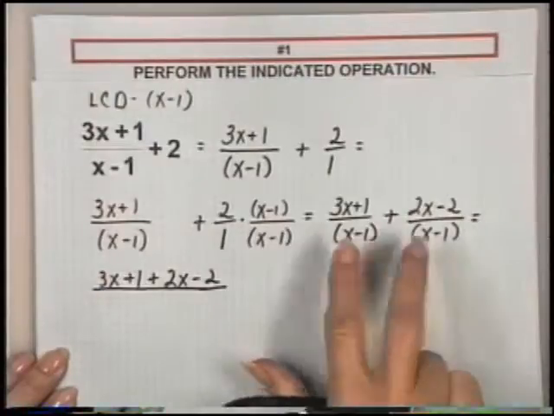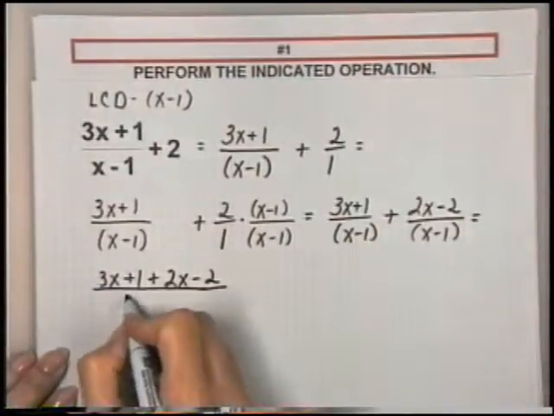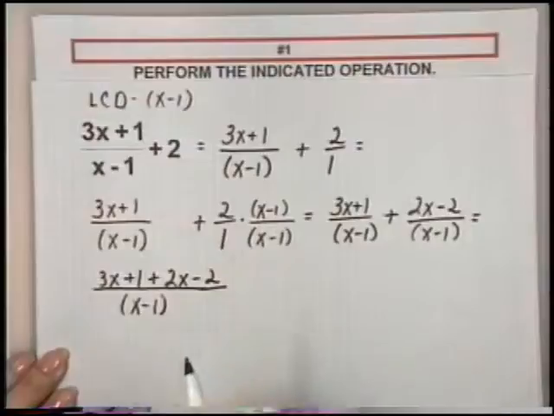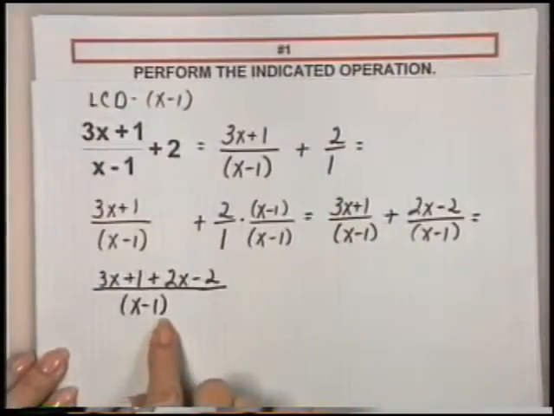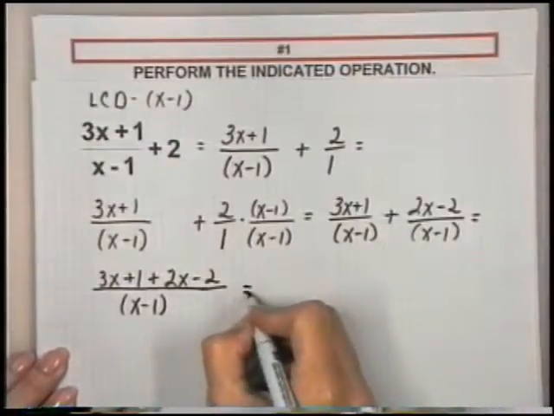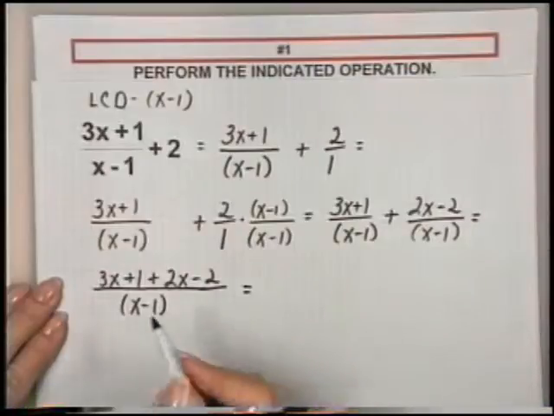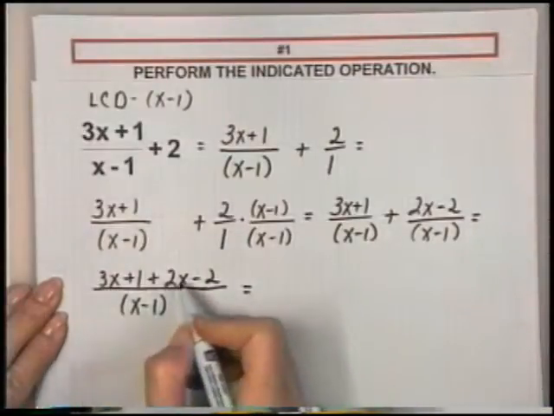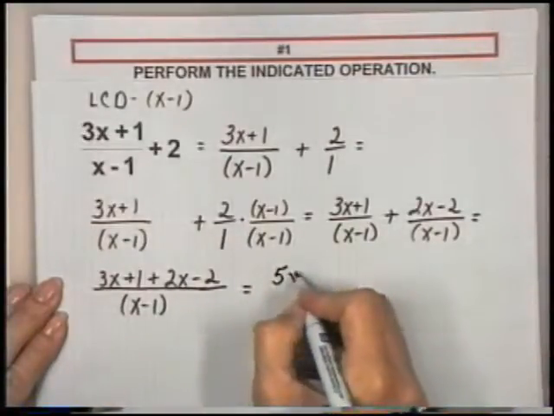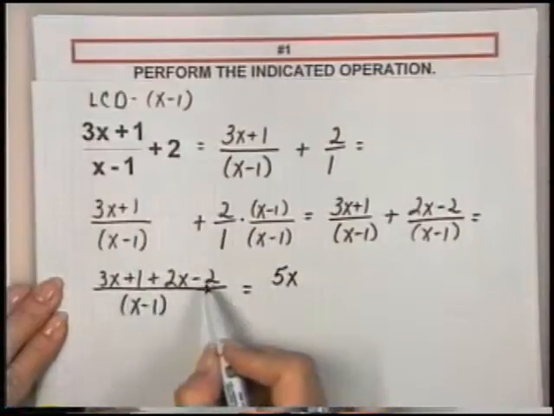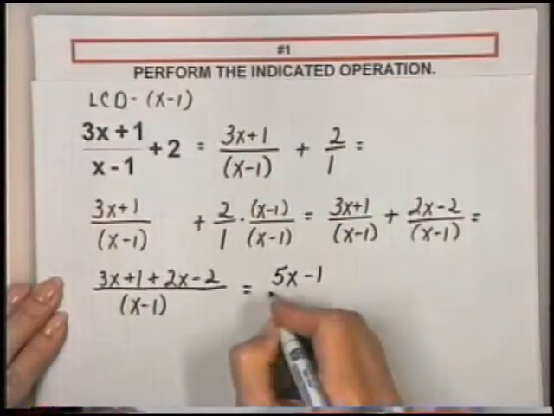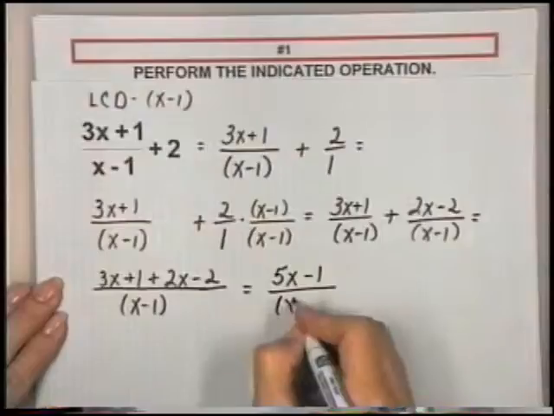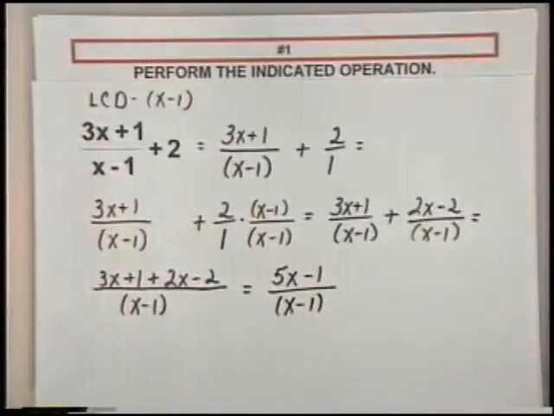Since our denominators are the same, we may write the denominator for our fraction, which, please notice, is the LCD, x minus 1. Let's combine like terms in the numerator. 3x plus 2x is 5x. 1 subtract 2 is minus 1. And let's write our denominator.